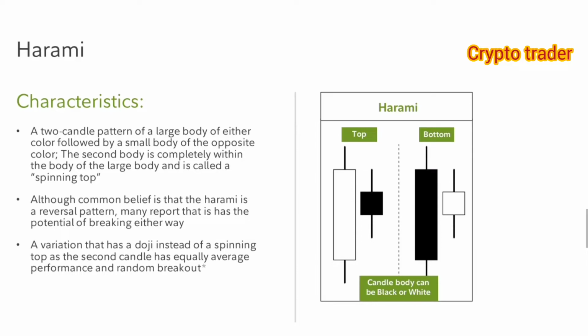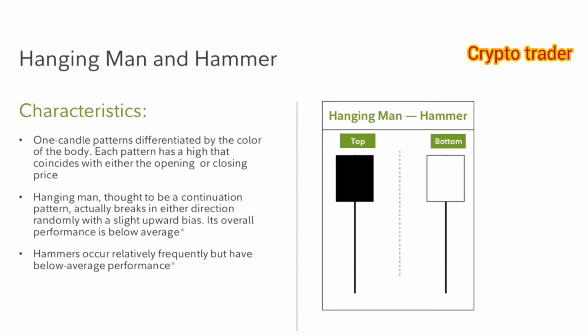The second body is completely within the body of the large body and is called a spinning top. Although common belief is that the harami is a reversal pattern, many report that it has the potential of breaking either way. A variation that has a doji instead of a spinning top as the second candle has equally average performance and random breakout.